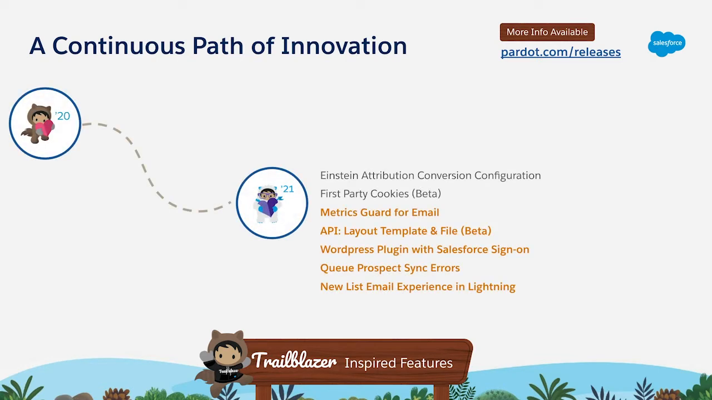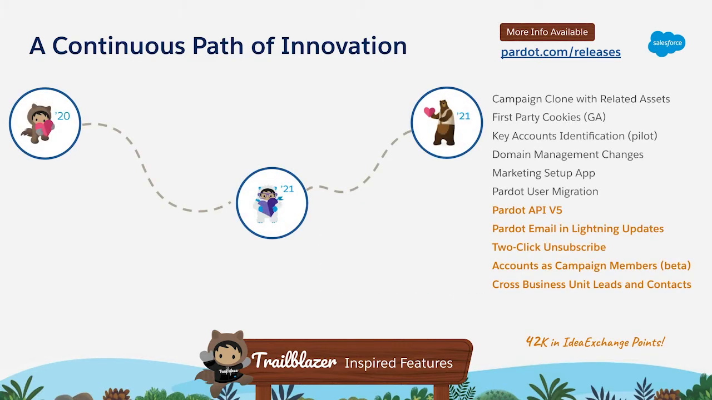The trend continued in Winter 21 with some of the most requested features, a new email experience in Lightning, and email scanner click protection. You'll see more email enhancements in the upcoming releases. In Spring 21, we're proud to release features such as cross-business unit leads and contacts, cloning assets with campaigns, and two-click unsubscribe. We've also made first-party cookies generally available and have two new exciting beta/pilot programs underway for account-based marketers. Overall, we've delivered almost 42,000 points in IdeaExchange requests for Spring 21.